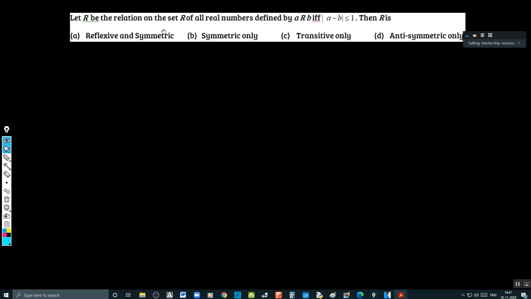Let R be the relation on the set R of all real numbers, defined by A R B if and only if modulus of A minus B is less than or equal to 1. R is defined from the set of real numbers to R, triple R.